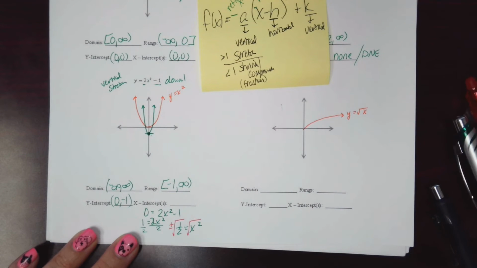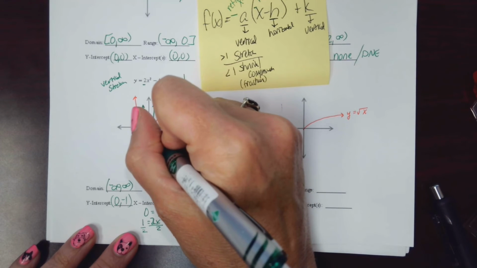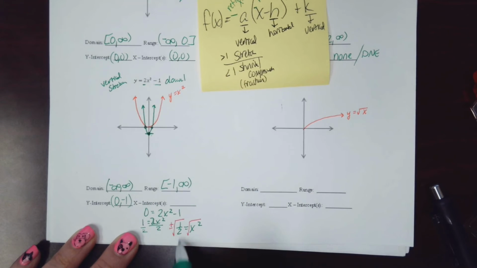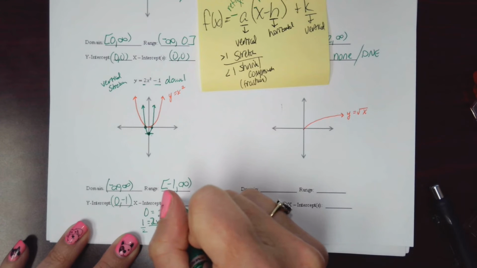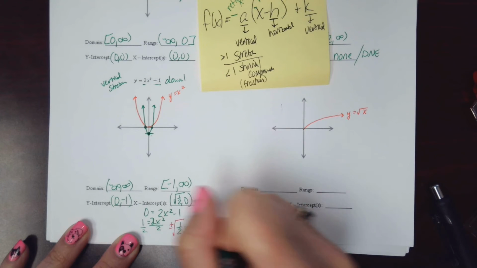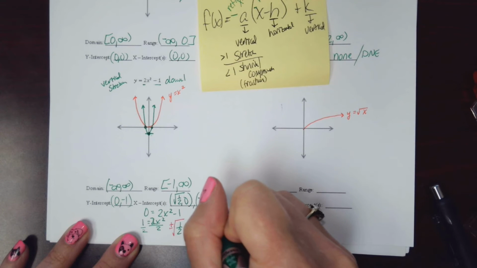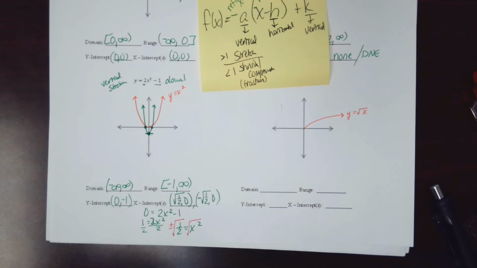And that shows that I have 2 x-intercepts. That works. One is positive, one is negative. That also works. So my x-intercepts are square root 1/2, 0, and negative square root 1/2, 0. My 2 x-intercepts. Notice that I'm writing them as ordered pairs.